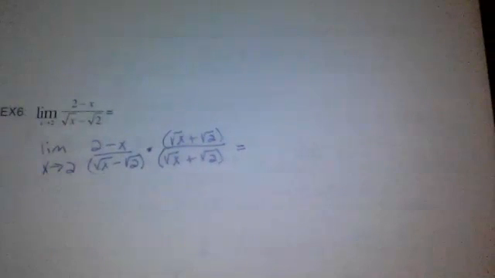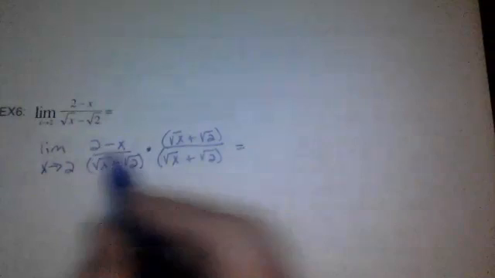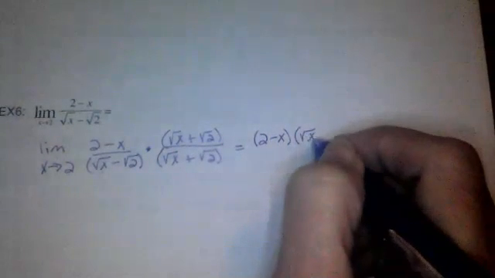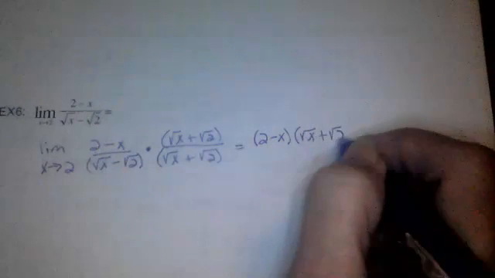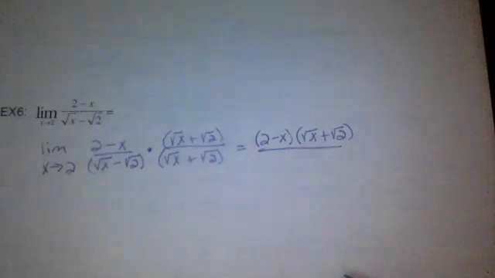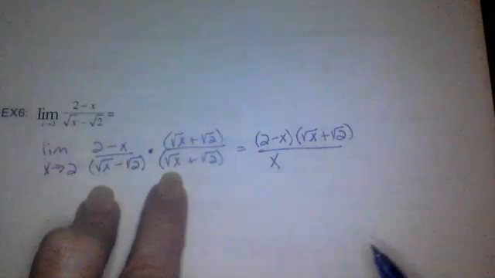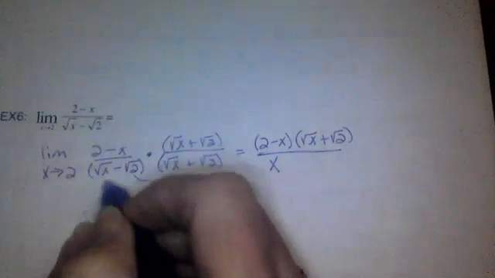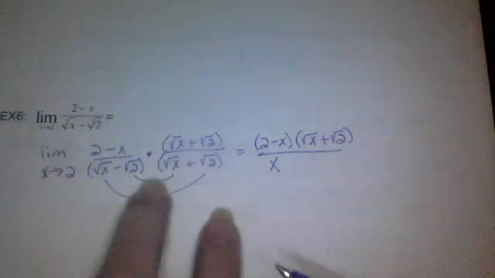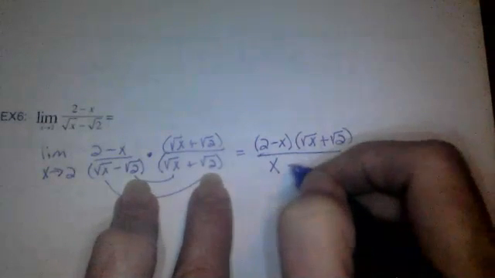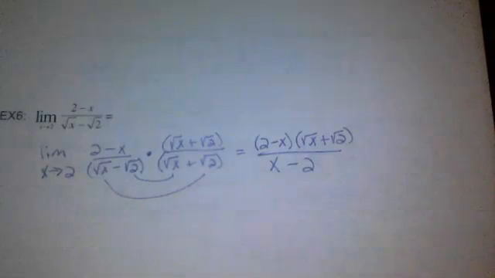Okay, so we're going to leave that numerator alone for now. And we're going to multiply the denominator. So square root of x times square root of x is just x. The inside and the outside terms zero out. Square root of 2 times square root of 2 is just 2. So we have x minus 2. All right.